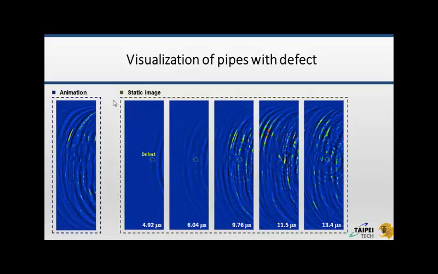To see the experiment, this is the animation from our experiment result, and you can see very clearly how the wave propagates along this pipe. We just captured some frames from this animation. There's a defect, and I think in this specimen we generate the surface wave and longitudinal wave, with two modes of longitudinal wave, and each wavefront can be seen very clearly. The reflected and scattered wavefront from the defect can also be seen. So I think it works very well.